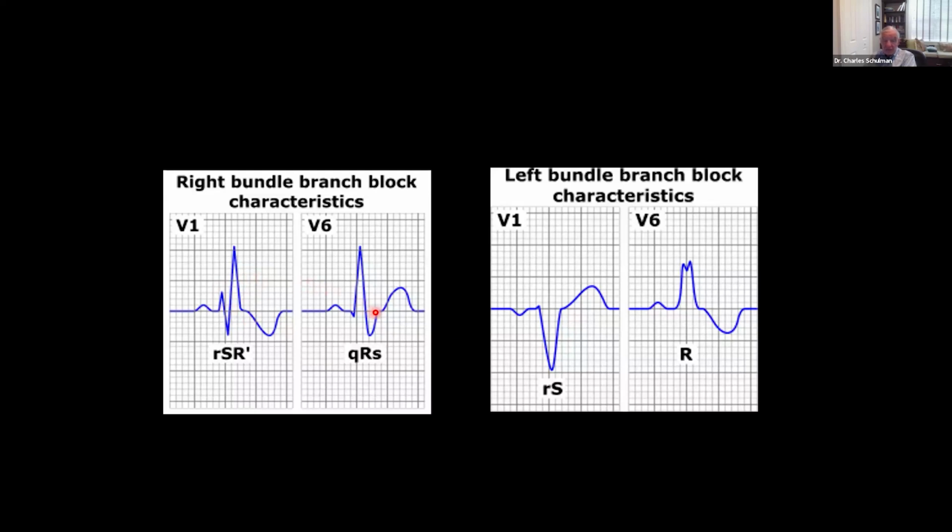If you look at V6, there's an S wave. It's not a deep one, but there is one, and that's the equivalent of this R prime seen in V1. In the case of left bundle branch block, there may or may not be a small R wave, and then there's a dominant S wave. In V1 and in leads 1, aVL, and V6, the impulse looks like this.